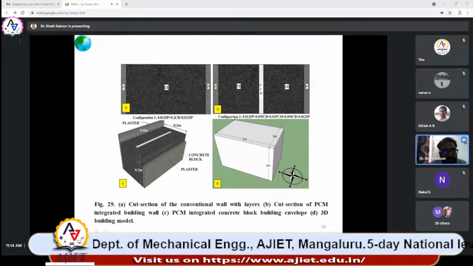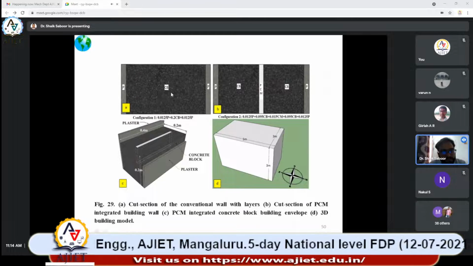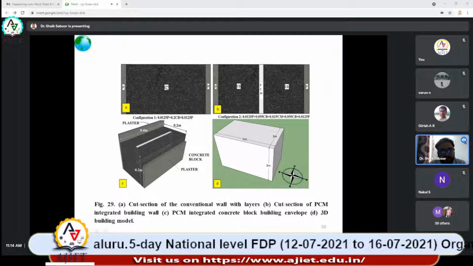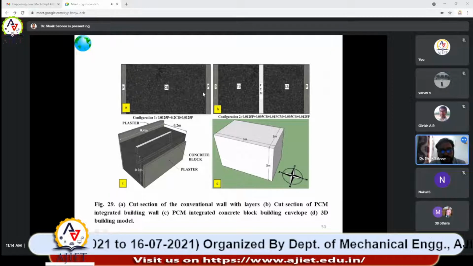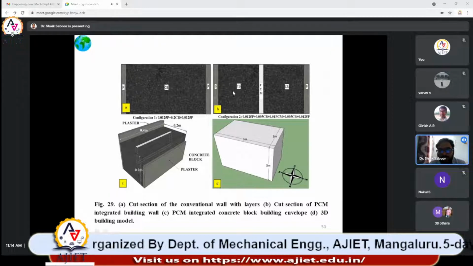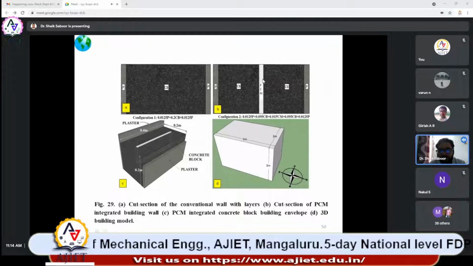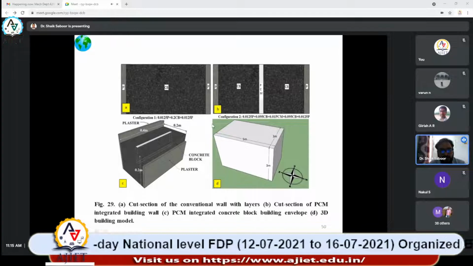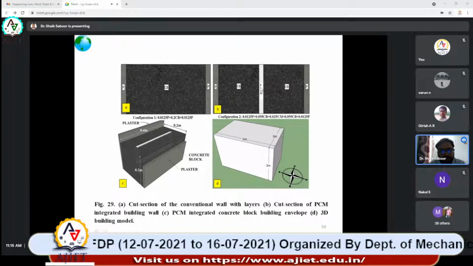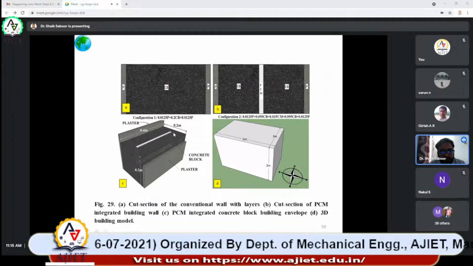This is the model which we considered here. You can see the building configuration. This is the conventional one: a concrete block with plaster on both sides. And this is the wall with PCM. We have used PCM at the center here. If you look at the other view of this configuration, this is the PCM layer.